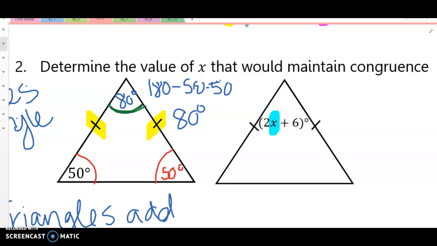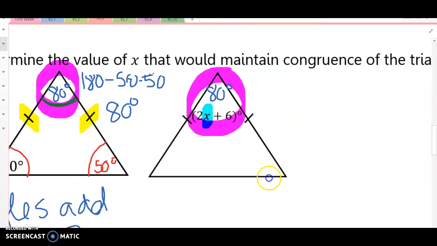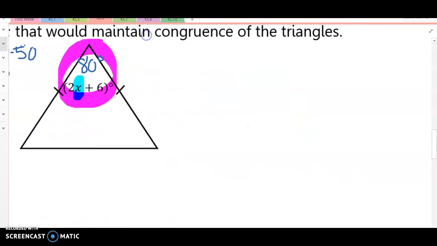So if our two triangles are congruent, that means this angle is the same as this angle. So that means this angle over here is 80 degrees. That helps us figure out what x is, kind of similar to our last target. So we set up our equation: 2x plus 6 equals 80 degrees. They're equal because that whole angle is 80 degrees. We just have to figure out what number x is so that it actually makes 80 degrees.